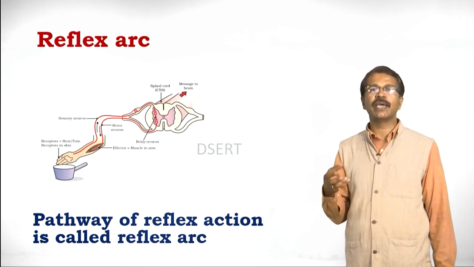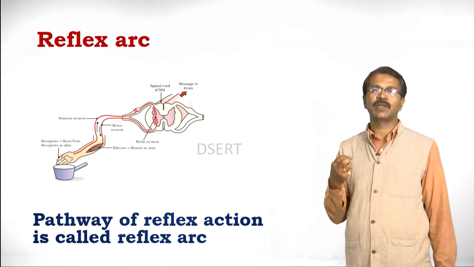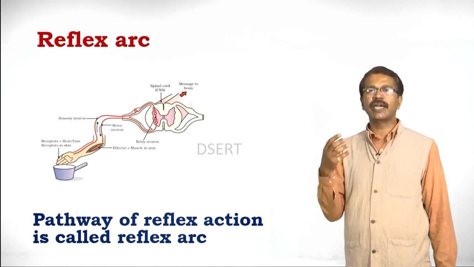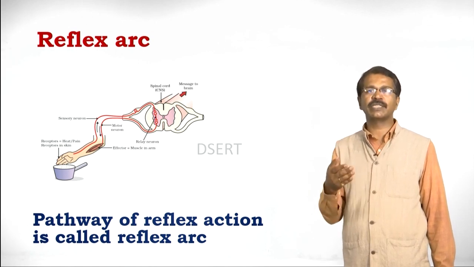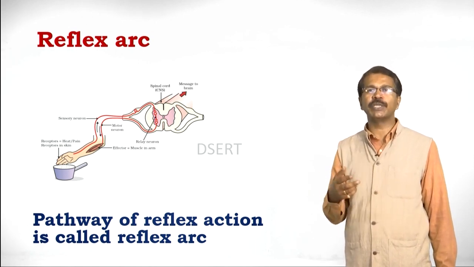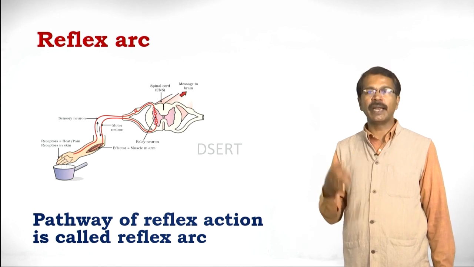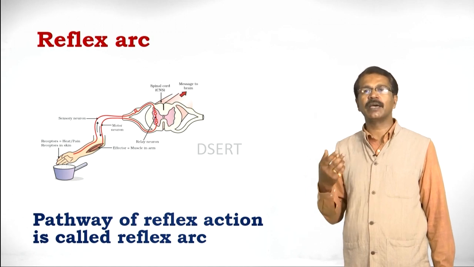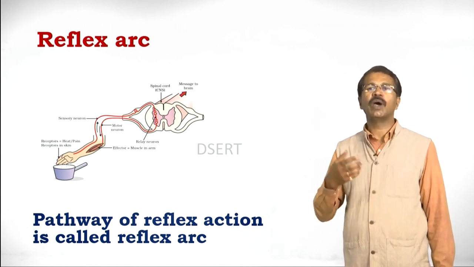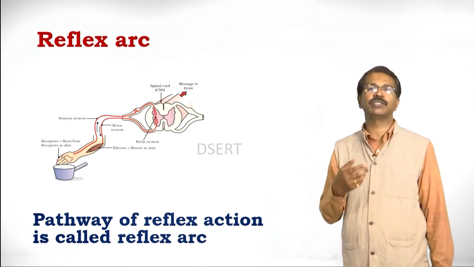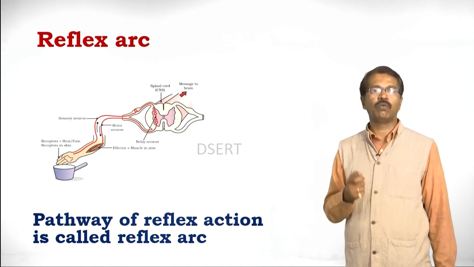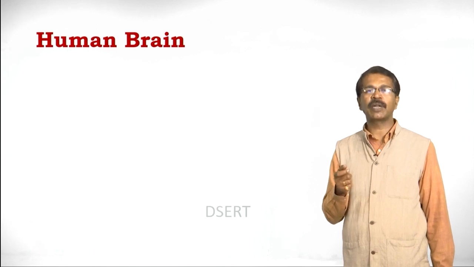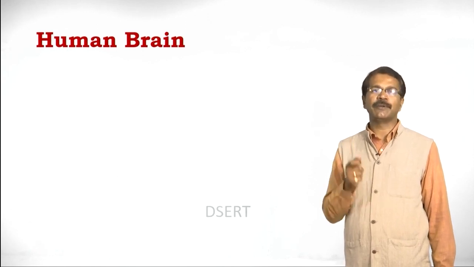Reflex action is a boon to the organism, because all organisms come across situations which pose many threats, during which this reflex action enables the body to give an immediate response, and it helps the body survive such emergency situations. The pathway we call the reflex arc. Hope you understood, students. Now come to the human brain.